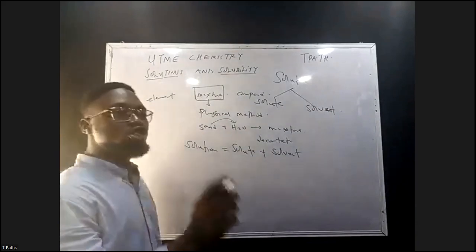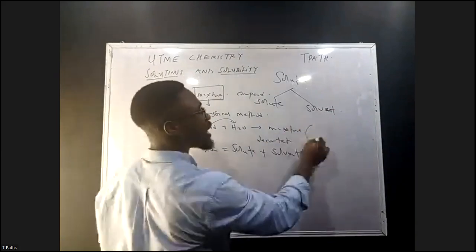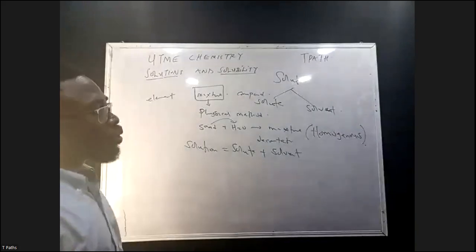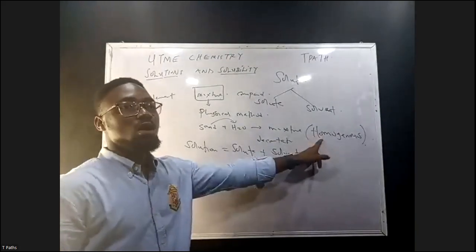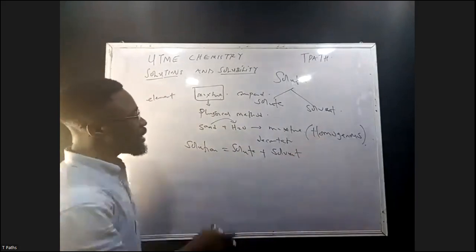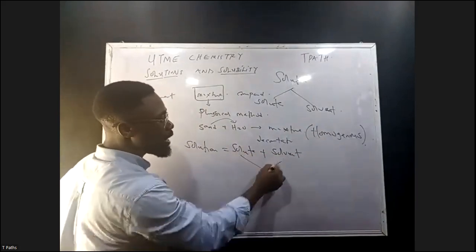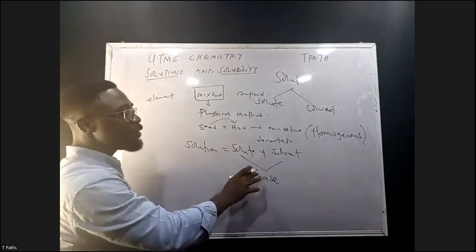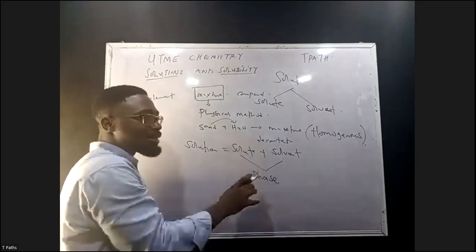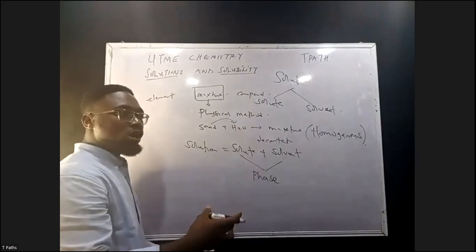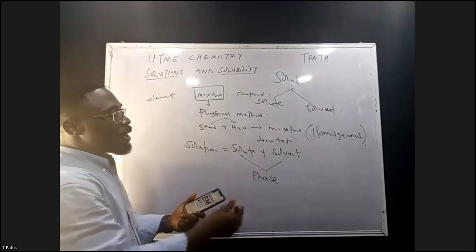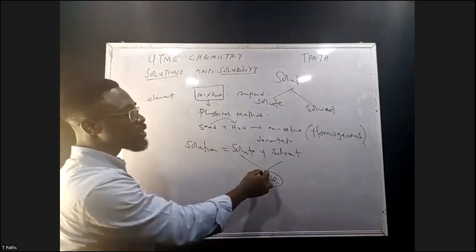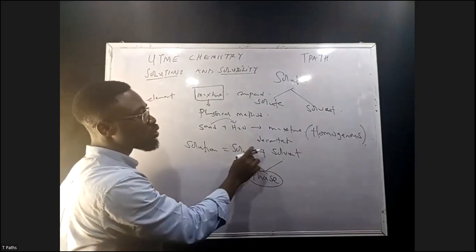A solution will be called a mixture when that mixture is said to be homogeneous. So when do we say a mixture is homogeneous? We say that the mixture is homogeneous when the solute and the solvent come together in the same phase, that is, the solute interacts with the solvent such that the two things come together to exist in a single phase. That combination of the solute and the solvent will give you a solution.